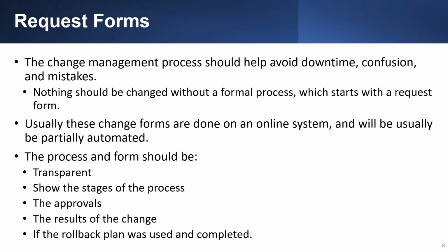The change management process should help avoid downtime, confusion, and mistakes. Nothing should be changed without a formal process, which starts with a request form. Usually these change forms are done on an online system and will usually be partially automated. The process and form should be transparent, show the stages of the process, the approvals, the results of the change, and if the rollback plan was used and completed.